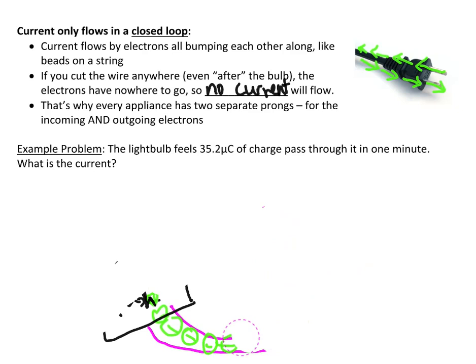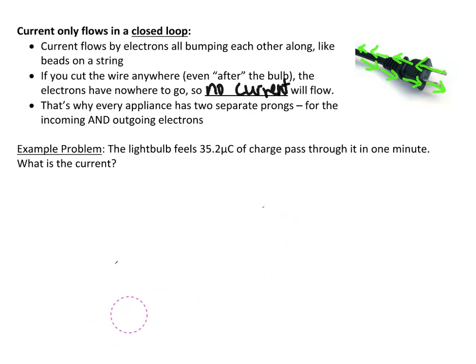All right, let's do a quick example problem here. So let's say you have 35.2 microcoulombs. As soon as you see that capital C as a unit, that's a coulomb. That tells you we have a charge, and the symbol for charge is capital Q. So the charge this light bulb is feeling is 35.2 microcoulombs. Now that's not an SI unit. I need to convert the micro.